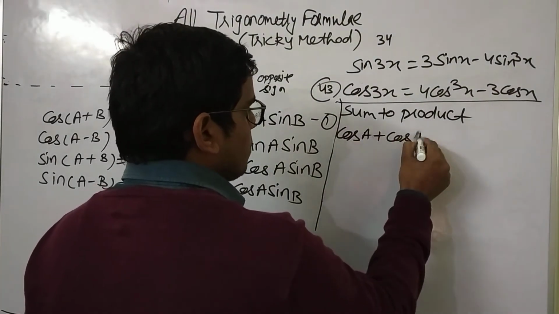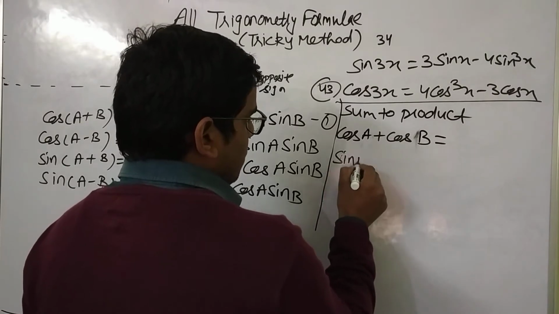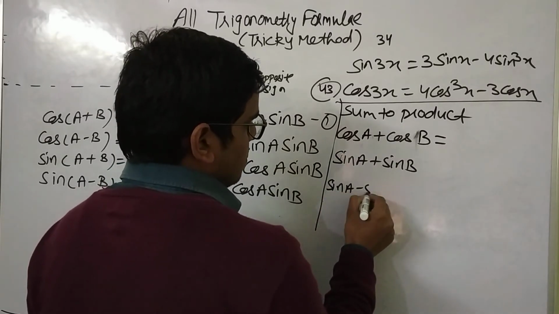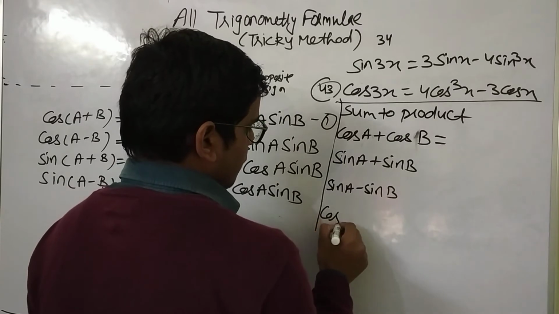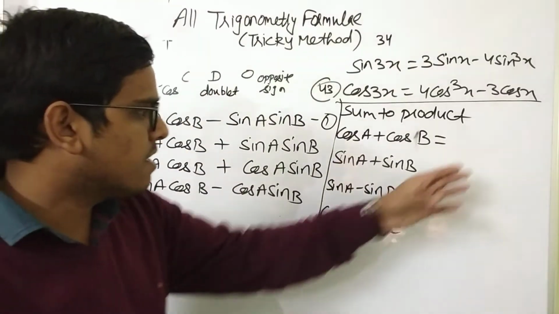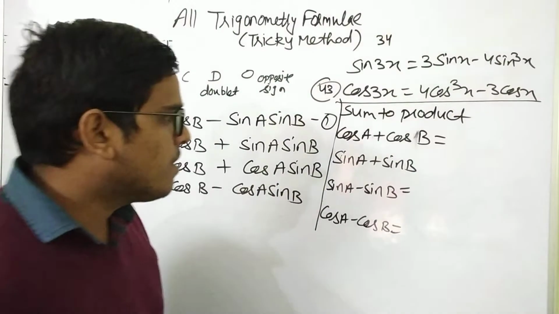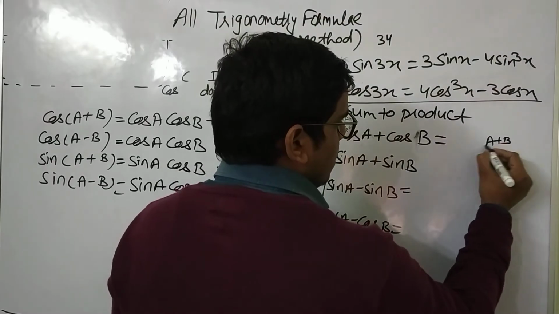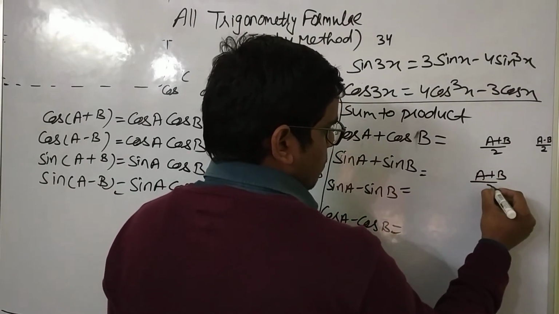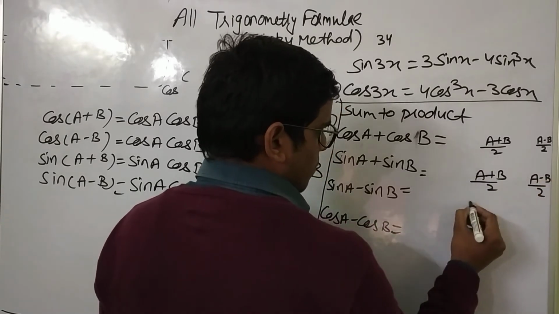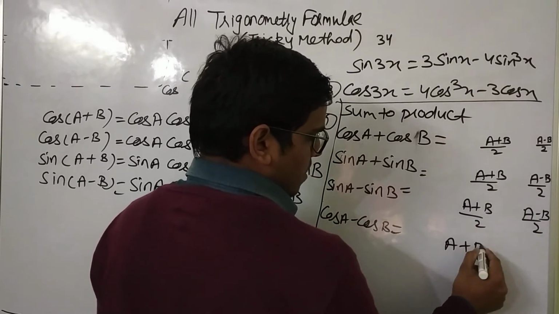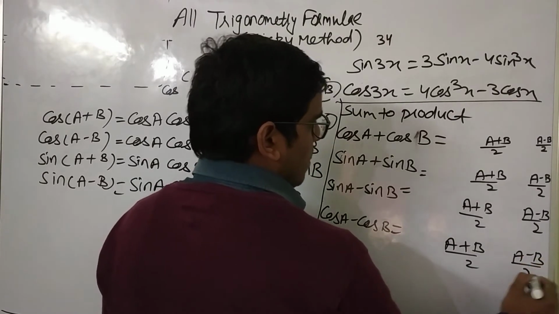Cos of A plus cos of B, sin of A plus sin of B, sin of A minus sin of B, and the fourth one is cos of A minus cos of B. On the left hand side you can see the sum, and on the right hand side there will be the product form. One thing will be common in all the formulas: A plus B by 2 and A minus B by 2 will come in all of them.